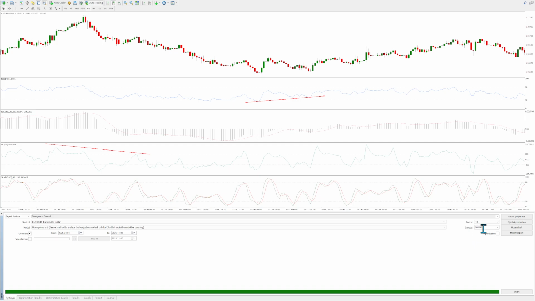Spread, so this is the spread that will be used when you are testing with the EA. I use current market spread unless, of course, it's a weekend, in which case you want to adjust it to something more realistic, because the current market spread will be a lot wider than usual.